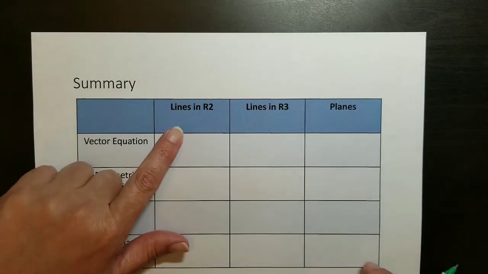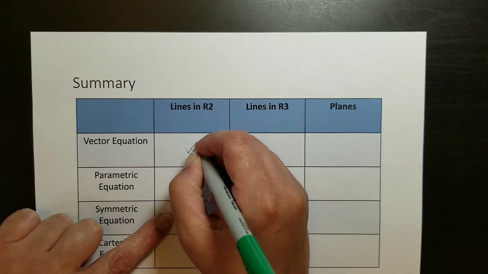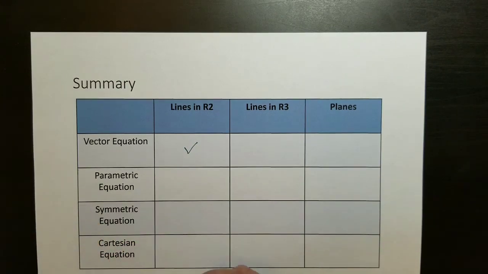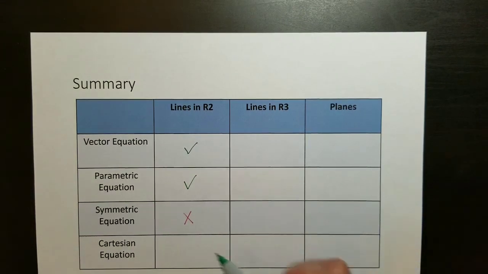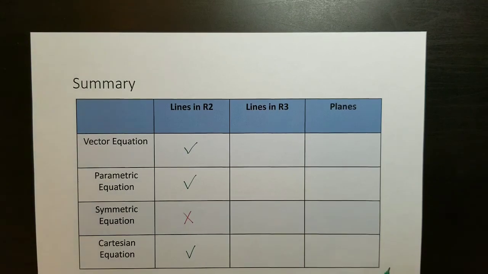So lines in R2 can have a vector equation. Yes, they do. They can have parametric equations. They don't have a symmetric equation. Remember, the symmetric equation is where you would isolate the t values and write them all equal. If you do that, you just get the Cartesian equation because we just cross multiply and solve.